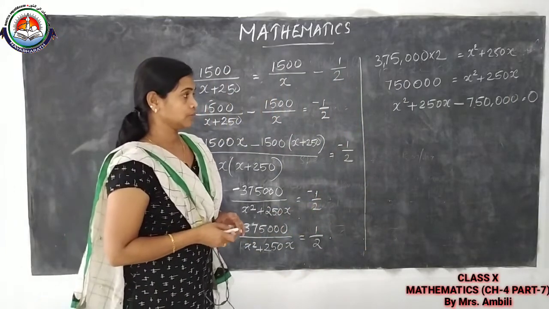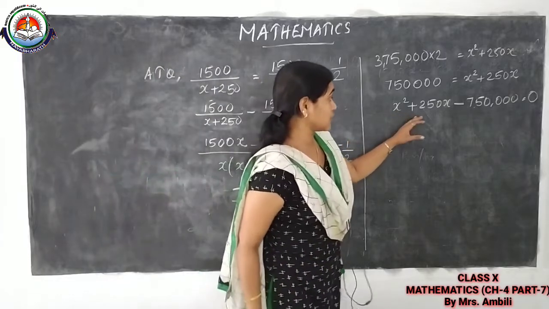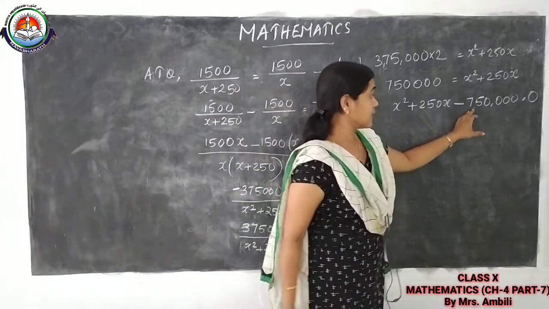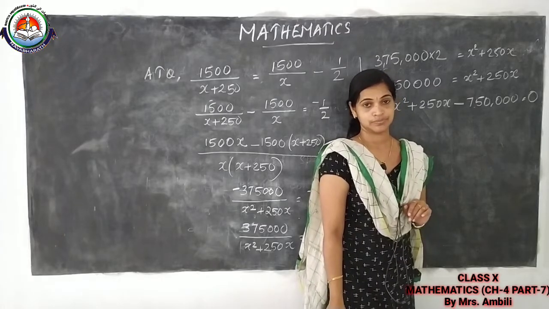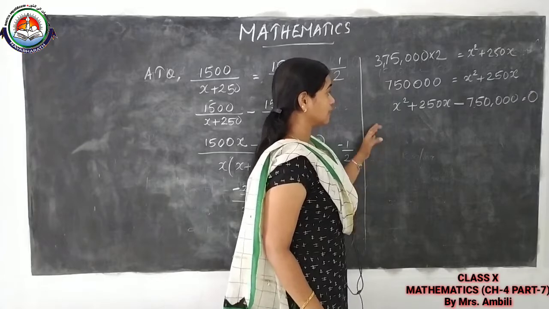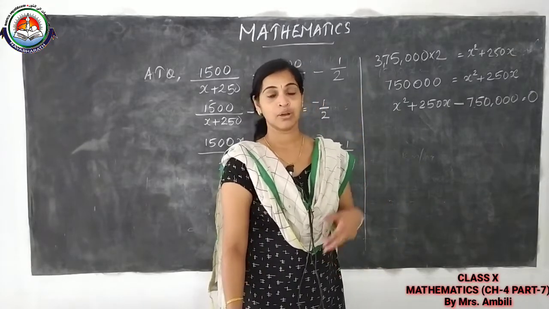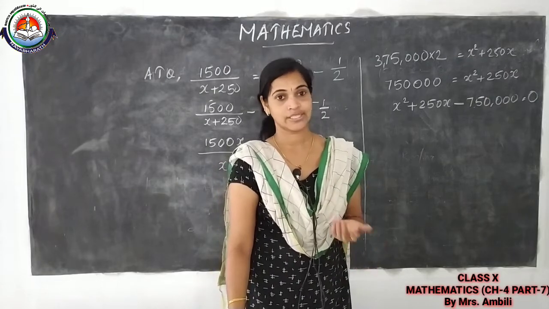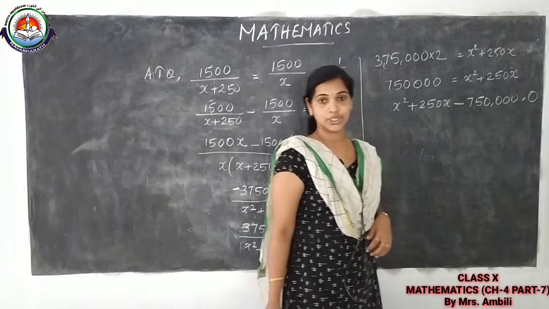What we got now? We got a quadratic equation, that is x square plus 250x minus 7,50,000 equals 0. Then we can solve it. So, we studied 3 methods. Any method you can use here: quadratic formula, completing the square method, or factorization method. Here I think it is better to use factorization method.